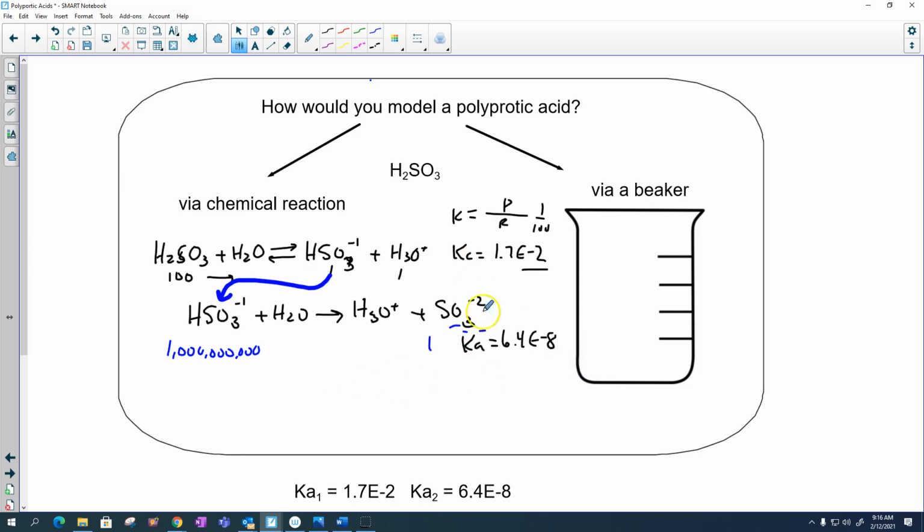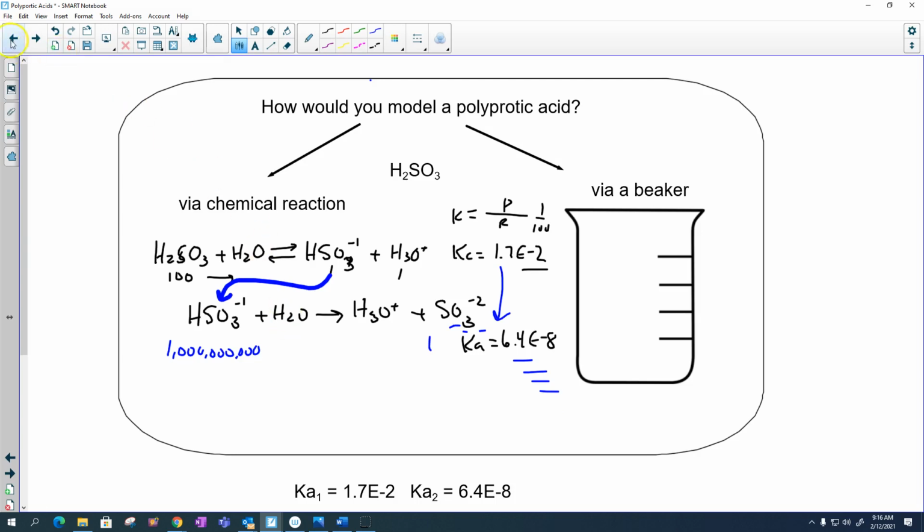All right, so one thing I want to point out to you is that successive Ka, like the next H, is always less common. Meaning my Ka value always gets significantly smaller. It's 1,000,000 times smaller. That's not unusual. That's the rule. It's always going to get like that.